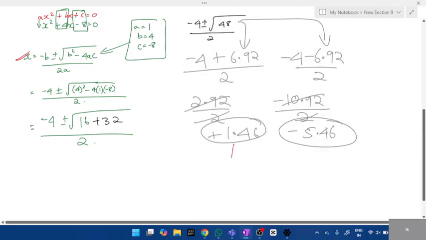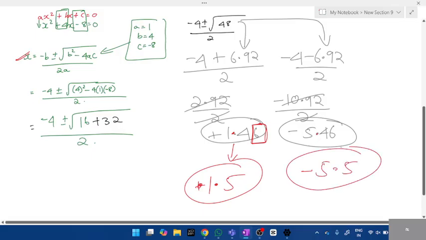Okay, how do you round off this to one decimal place? What is 1.46? 6 is greater than 5. If 6 is greater than 5, how do you round it off? 1.5. And here what do you get? Minus 5.5. For both you'll get marks. These are the answers. So the value of x is equal to plus 1.5 or minus 5.5.